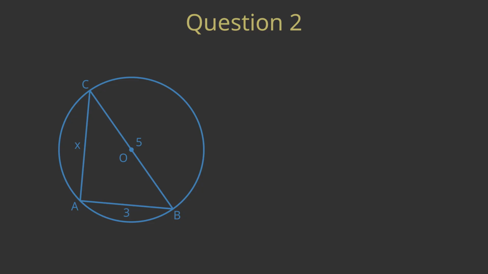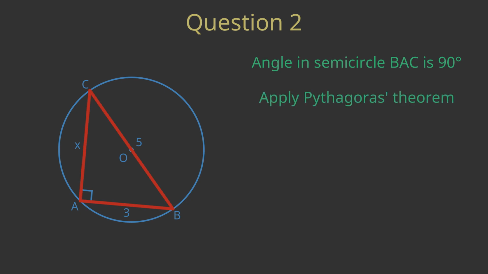Once again, we are dealing with an angle in a semicircle. The angle BAC is an angle in a semicircle, so we can mark it as a right angle. So ABC is a right angle triangle, and we know the length of two of the sides. We can find the third side using Pythagoras' theorem.